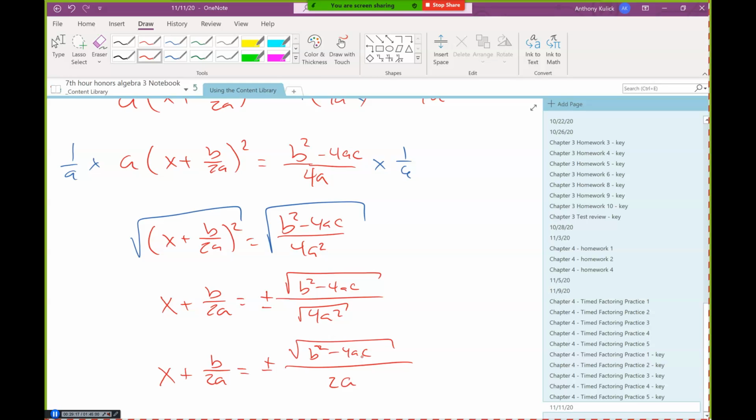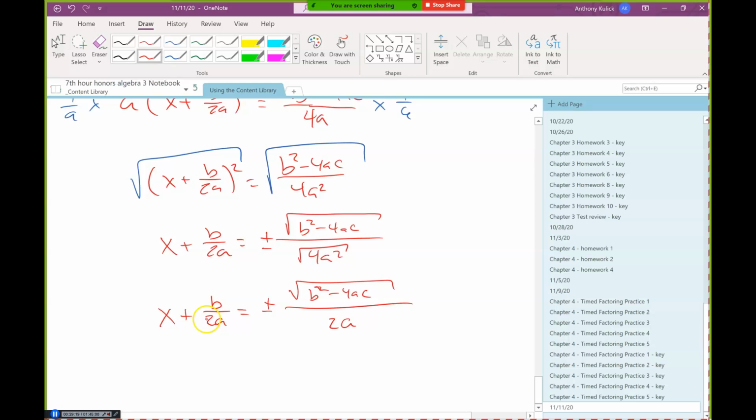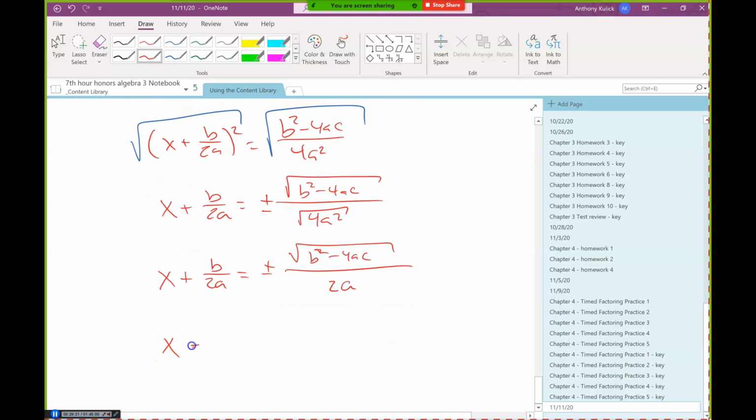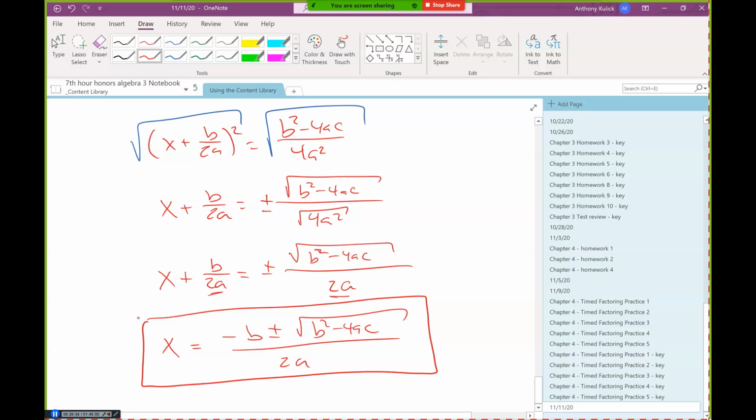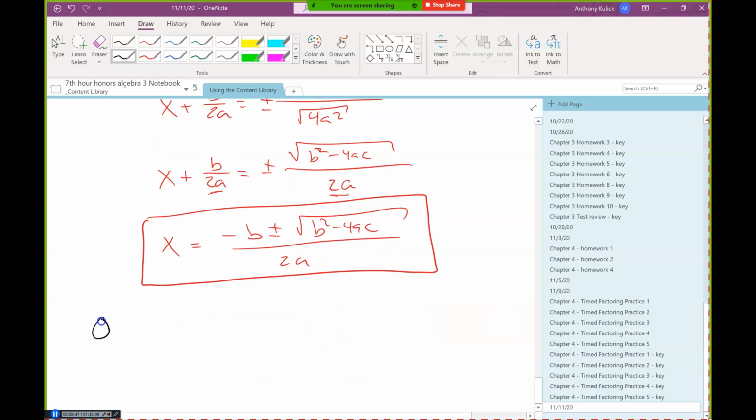That's fine. And my last step then is to subtract this b over 2a to the other side. Notice that I have a common denominator, so I'm just going to write this all as a single fraction. And what I'm left with then is this formula. How many of you guys recognize this? I'm guessing a handful of you would. This is called the quadratic formula.